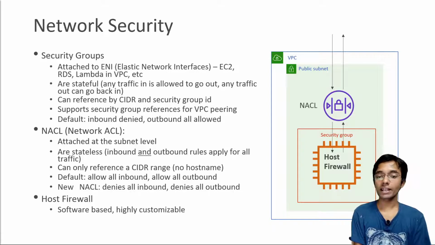Network ACLs can have deny rules, so it's very handy to have a line of defense against a specific IP. Maybe you are having attacks from a specific IP. So that's a very big difference between security groups and network ACLs. You can deny traffic in network ACLs, but you cannot deny traffic in security groups.